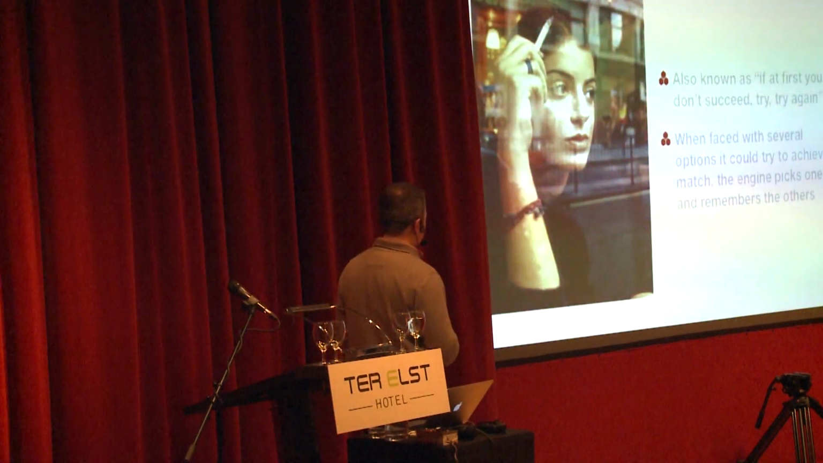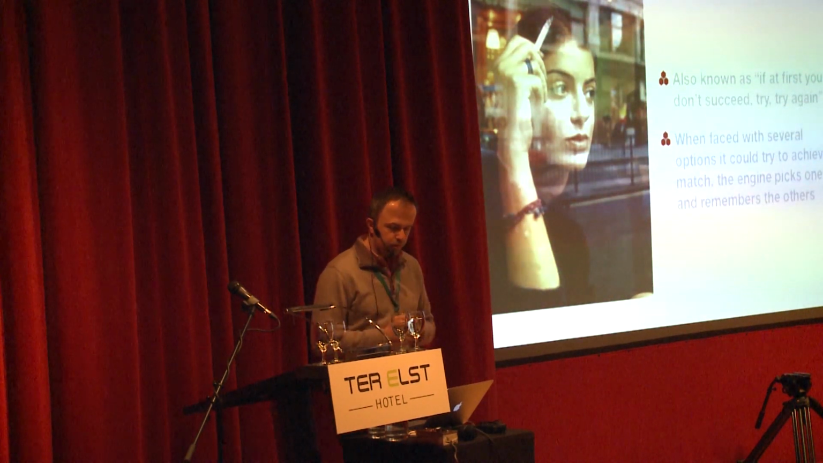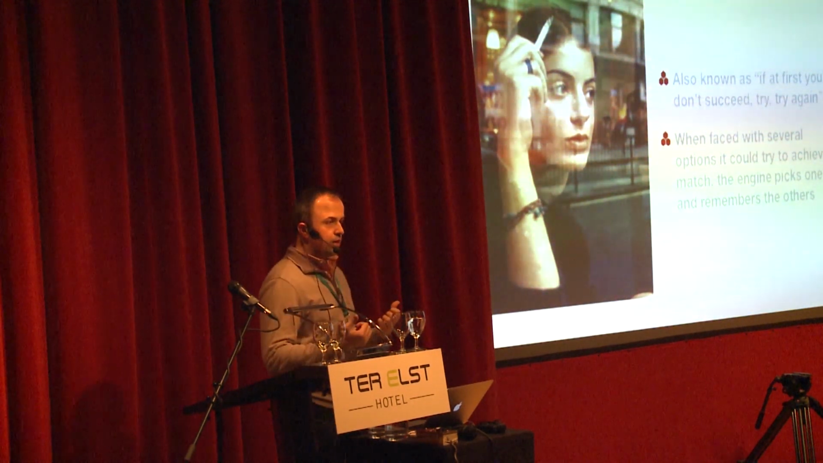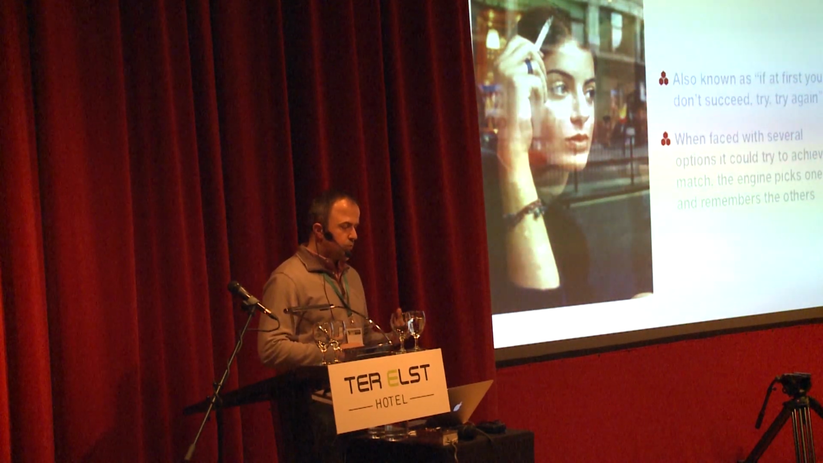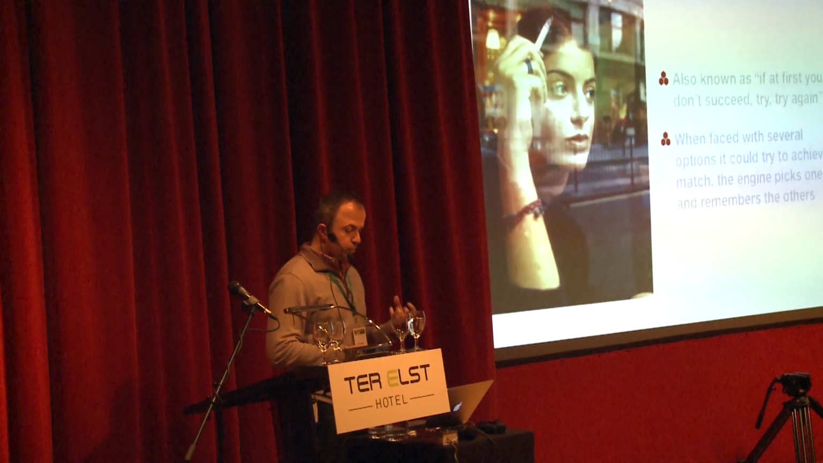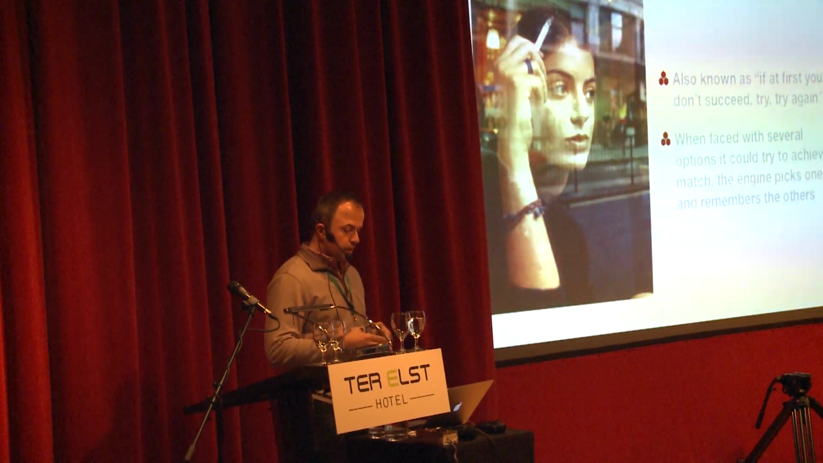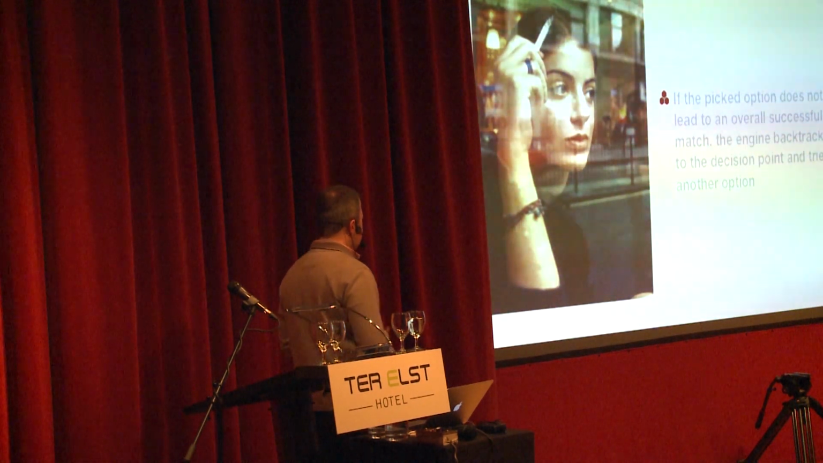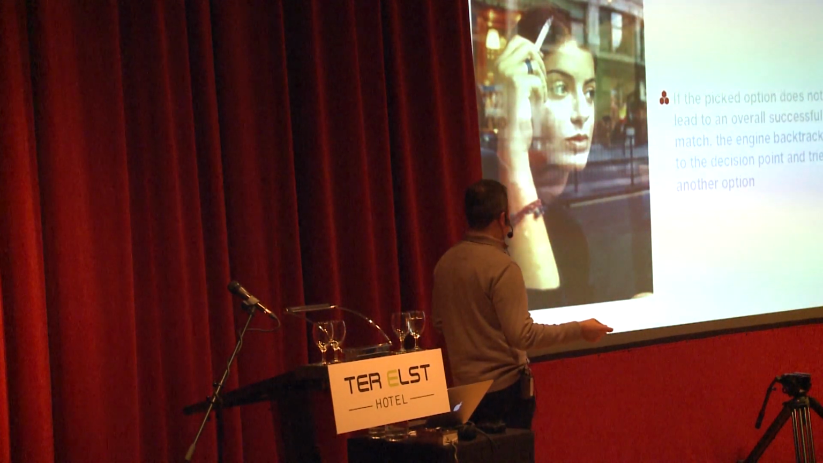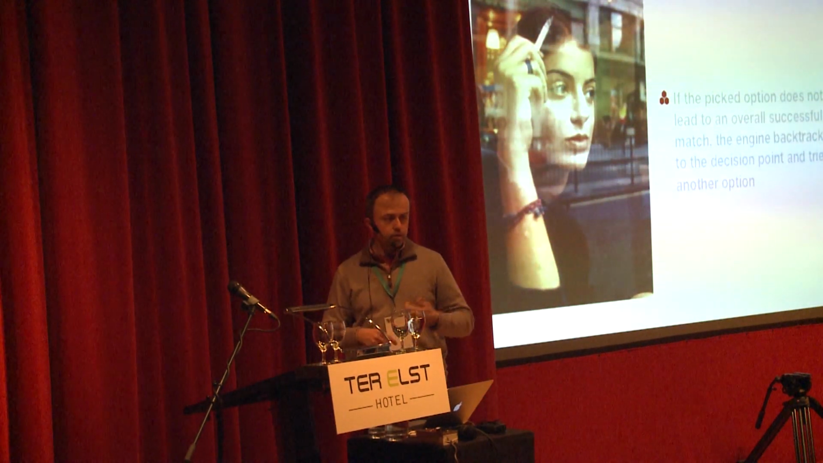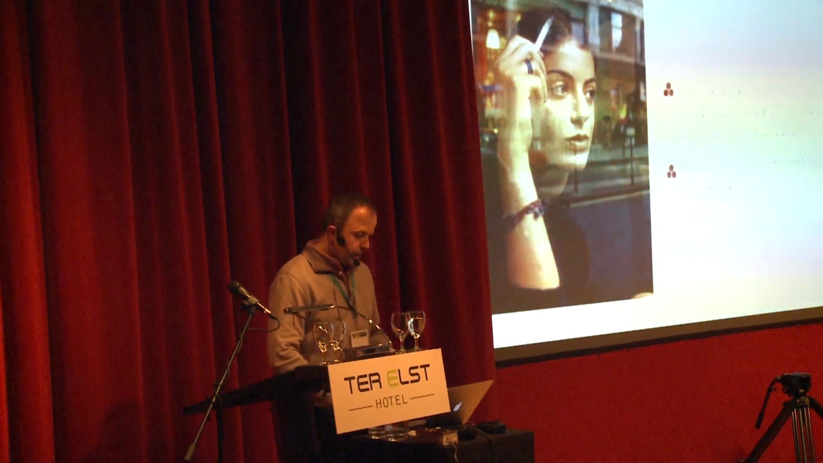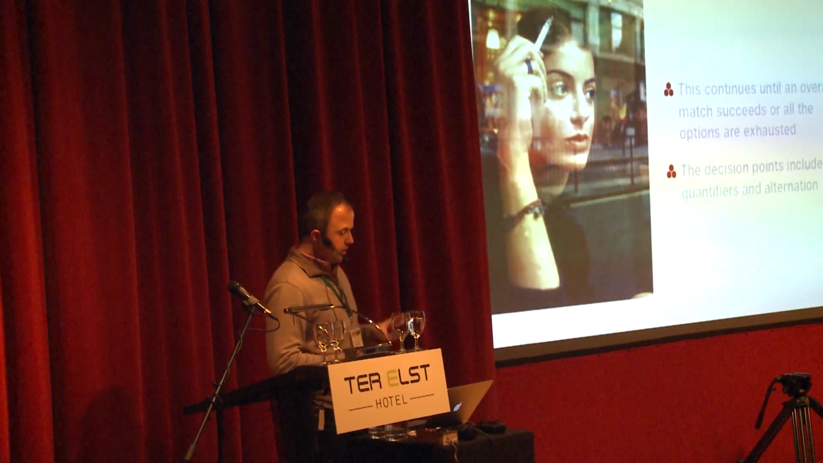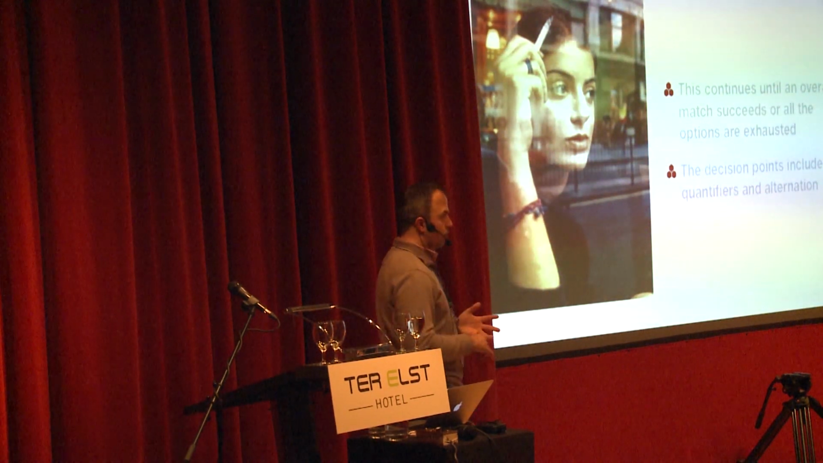Backtracking. This is a big topic that's also very important to understand, so I'm going to spend some time on it. Backtracking in regular expression land means if you don't succeed, you try again. When faced with several options that the regular expression engine could try to get to a successful match, it picks one of those options, but it remembers what the other ones were. And if this picked option doesn't lead to an overall successful match, it backtracks to where the decision point was, picks another option, and continues doing that. This continues until either the overall match succeeds or it runs out of options. And these decision points include quantifiers and alternation.